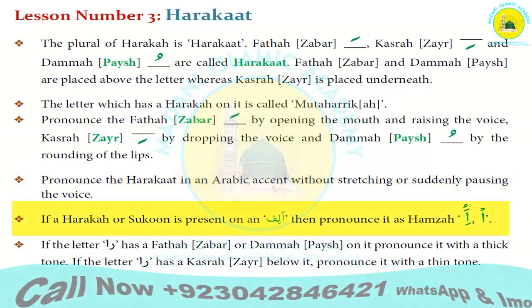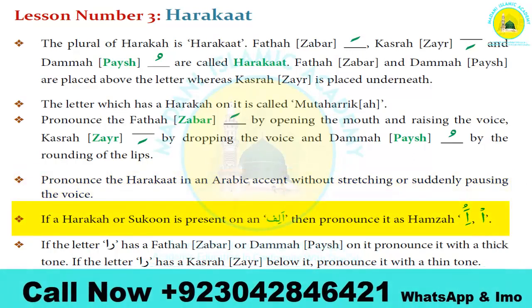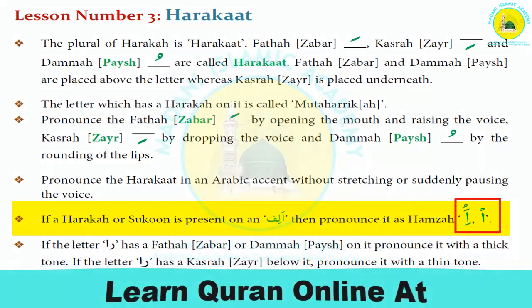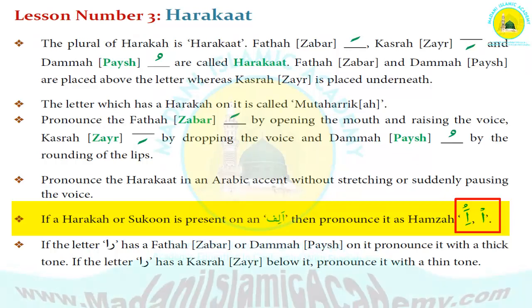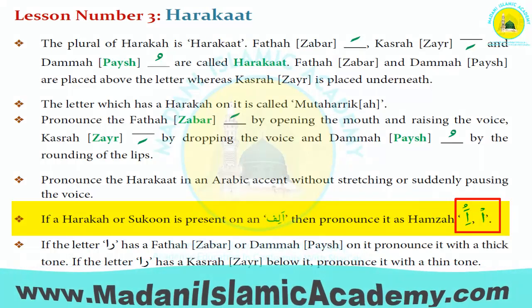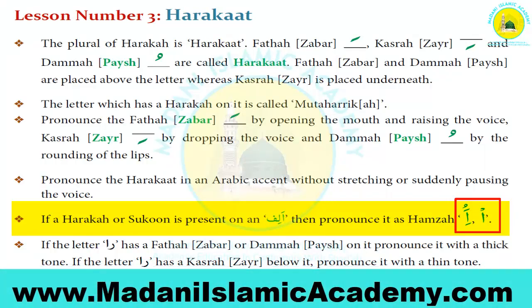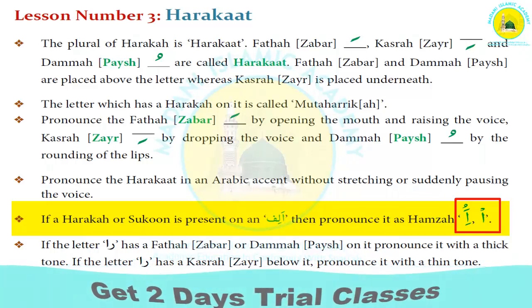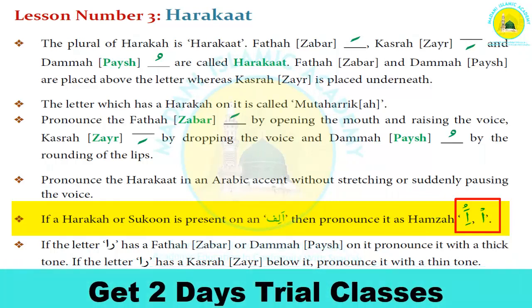Now, another thing that we need to understand is if the letter alif has any harakat on it, meaning a zabar, zair or a pesh, then we will not read it as alif zabar a, but we will change that alif into a hamza. Then it will be read as hamza zabar a. So whenever alif has any harakat on it, it will not be read as an alif, but rather it will be read as a hamza.